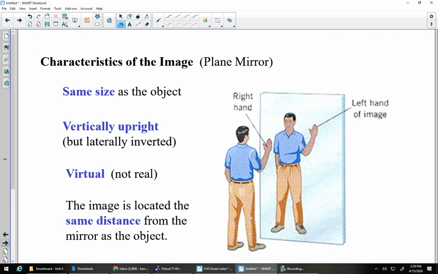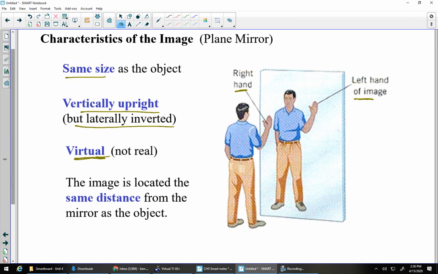Now we will need to, as we go through the course, start describing things very specifically with images and mirrors. So we want to look at the magnification. Plane mirrors, it's really easy. It's the same size, right? You look at yourself in the mirror, you're the same size. You're vertically upright, but laterally inverted. So what that means is your right hand for you would be the left hand of the image. So laterally inverted, inverted just means flipped. It is virtual, so they are not real light rays that are coming out from behind the mirror.